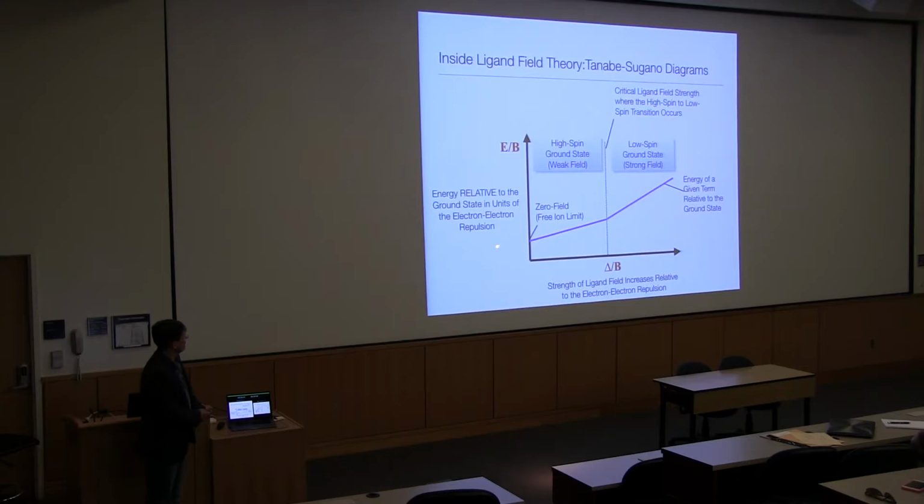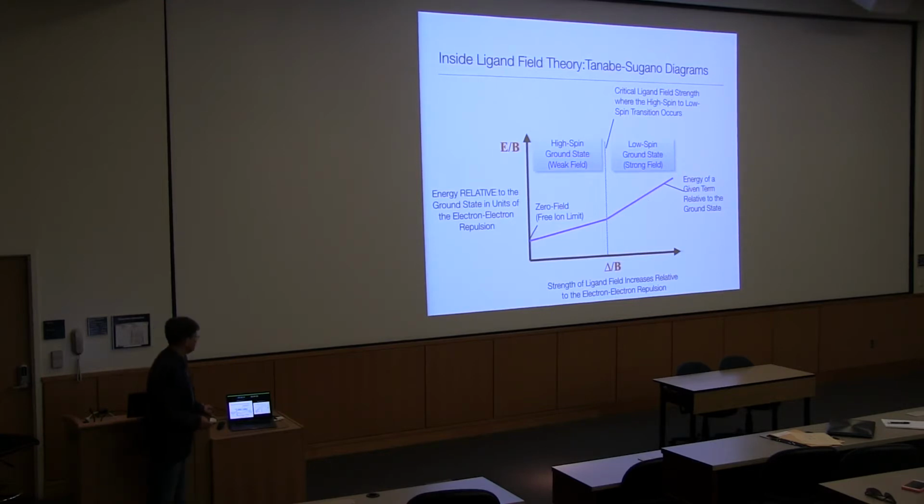And then, of course, as delta increases from 0, which means you're in the weak field limit here, the energy of the terms changes as a function of delta. And eventually, not in all dn configurations, but in a number of them, there is a certain breaking point where the system transitions from a high-spin ground state to a low-spin ground state. So there is a break in these Tanabe-Sugano diagrams that looks like a discontinuity. It only looks like a discontinuity because we're changing our reference point for plotting these energies on the y-axis. It's the energy of a given term relative to the ground state.